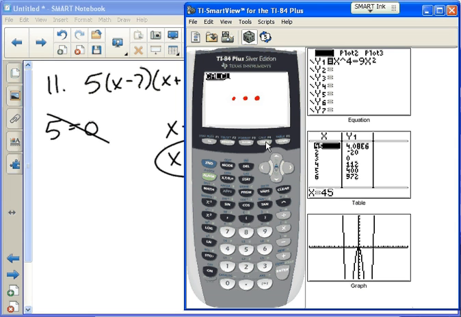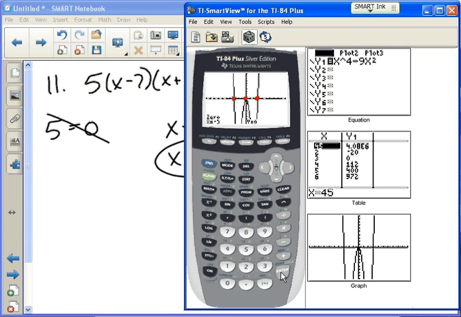I'm going to trace the first one. So I need to go to the left of that first one. So hopefully I can get that to happen. There we go. There's my cursor. I just moved it to the left. Okay, now you can't see it, but I kept moving it left, so it's to the left. Hit enter, then move to the right of it. So now you can see I'm to the right of it. Hit enter, enter again, and it's at -3. So one of my zeros is at -3.